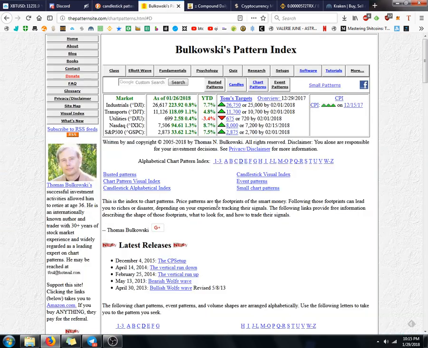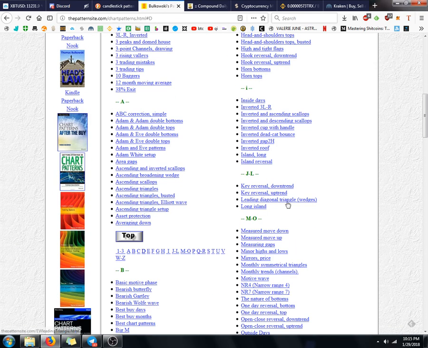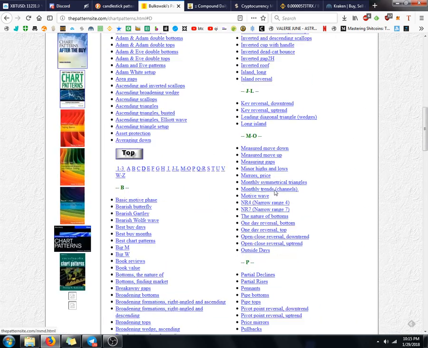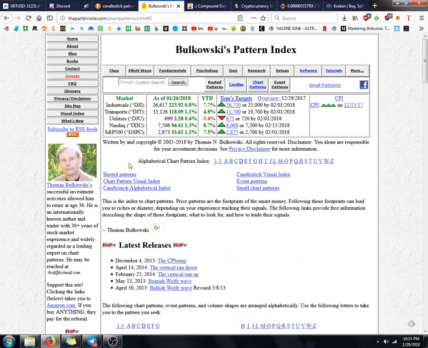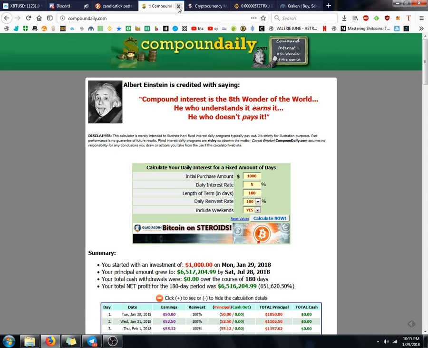So this page, I'll put a link: Bulkowski's Pattern Index, thepatternsite.com. He's seen as one of the best traders of the modern age, contemporary. It's a really in-depth website. It has all the candles, all the different patterns, everything you need to know. But this is probably more advanced, so look at a few YouTube videos that I'll put up. You get the grasp of them, and as you progress, you can get really in-depth. The more you learn, the more prepared you are, the more money you're going to make, obviously.